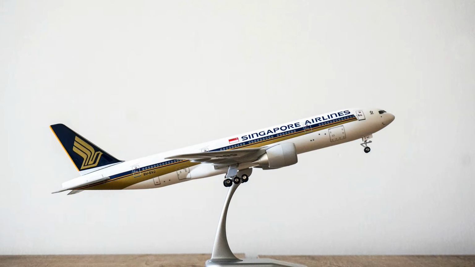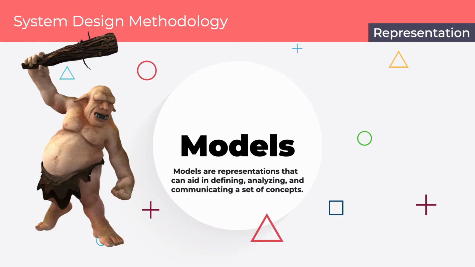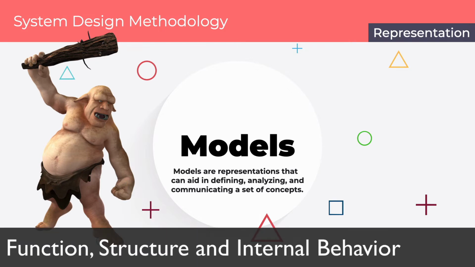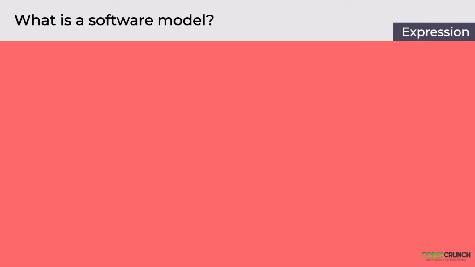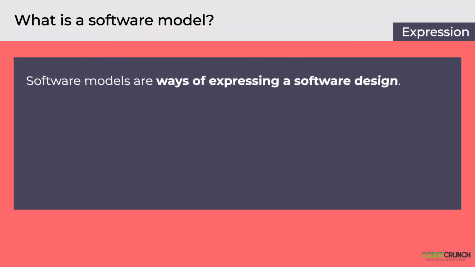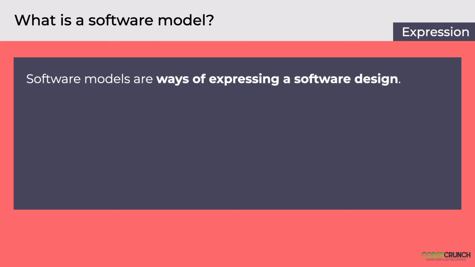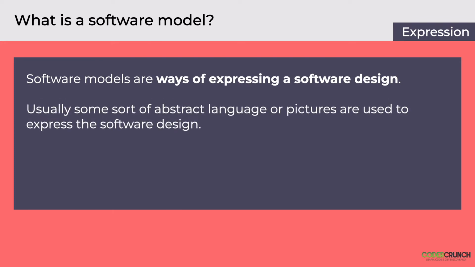workings of the airplane. Likewise, we use a variety of models as a part of the system design methodology to convey the function, structure, and internal behavior of a system. We can define a subsystem using a variety of models. This helps to understand the subsystem more easily. Now, software models are ways of expressing software design. Usually some sort of abstract language or pictures are used to express software design.